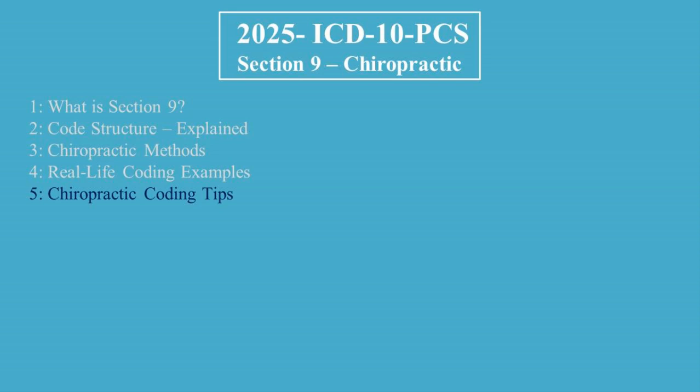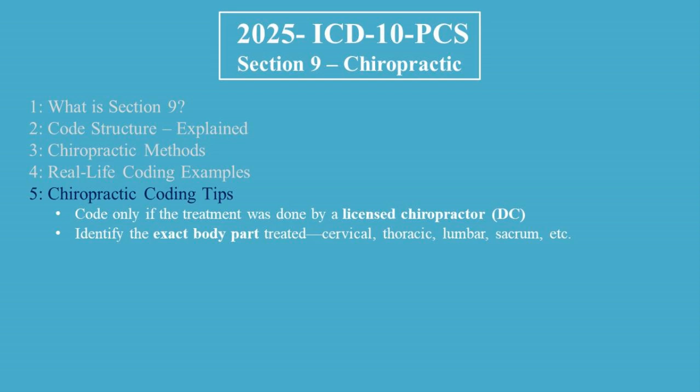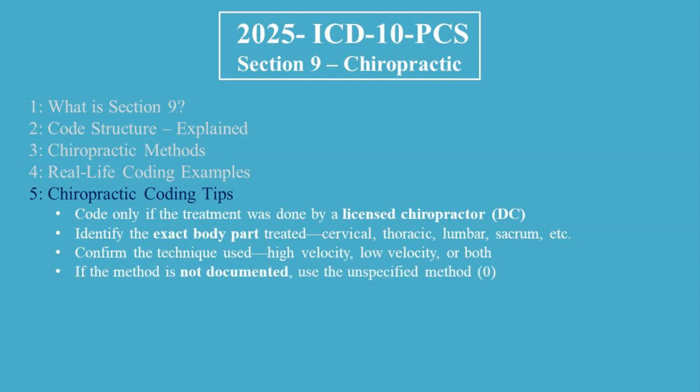5. Chiropractic coding tips. Here are some quick tips for accurate coding in Section 9. Code only if the treatment was done by a licensed chiropractor, DC. Identify the exact body part treated: cervical, thoracic, lumbar, sacrum, etc. Confirm the technique used: high velocity, low velocity, or both. If the method is not documented, use the unspecified method 0. Important: these codes are not for osteopathic manipulation. Those go in Section 7.